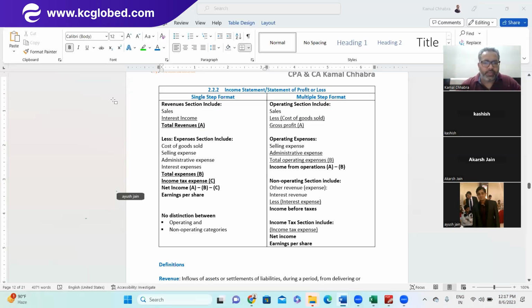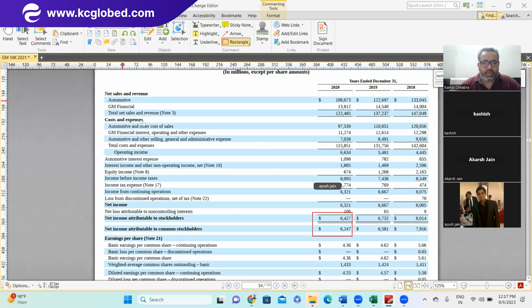Yes, multi-level, because you have sales, then costs and expenses, and it is giving you operating income. Right?